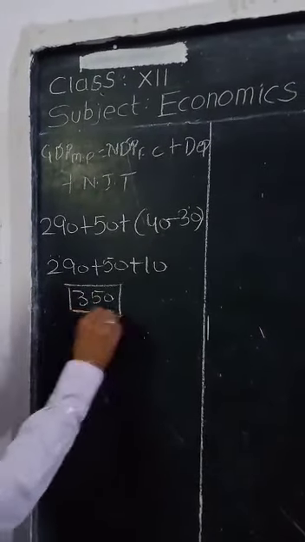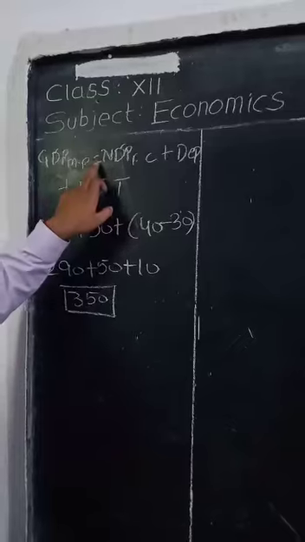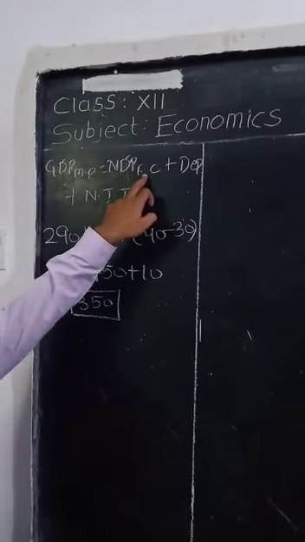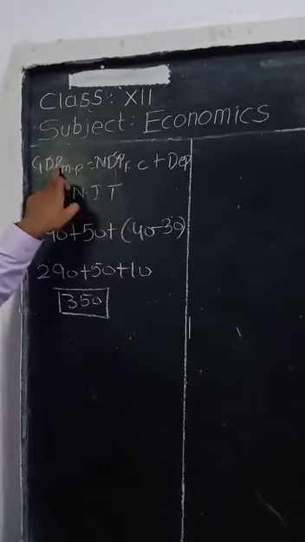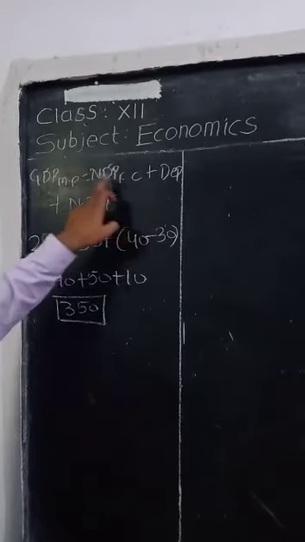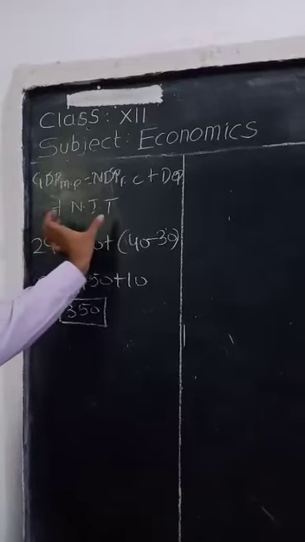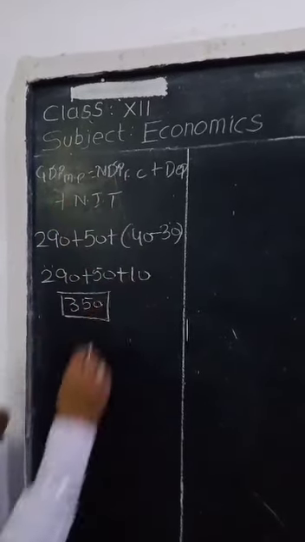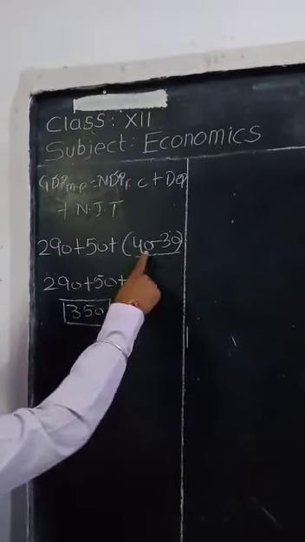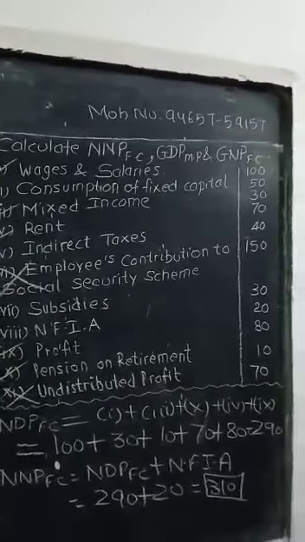How? You can see GDP at MP is equal to, from NDP at FC we are calculating, so domestic are same, plus depreciation plus net indirect taxes, and net indirect taxes were not given, we have calculated by using this thing, indirect taxes minus subsidy. So 290 plus 50 plus 10, 350 is the answer.